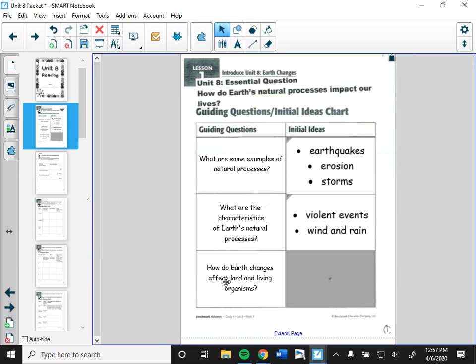And then lastly, how do Earth changes affect land and living organisms? They change the way things look, they destroy homes, and they kill plants, animals, and people. Earth changes can be pretty devastating on some communities. So let's go down to page 2 now.